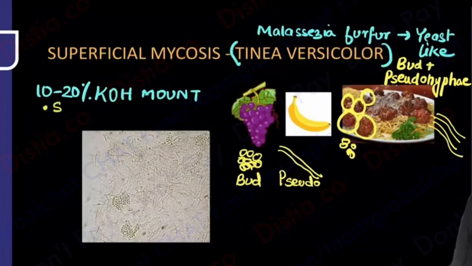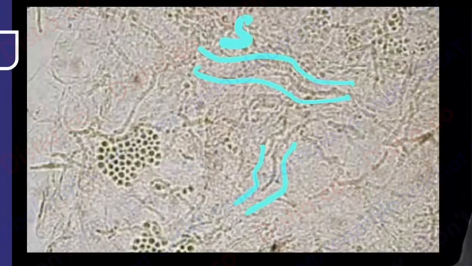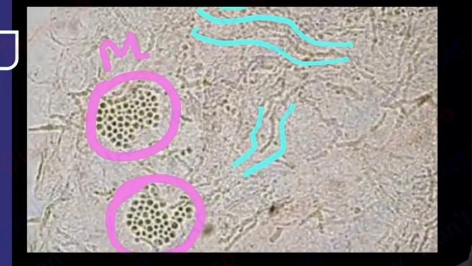So first and foremost, this is known as the spaghetti and meatball appearance. If you're vegetarian, this is known as the banana and grapes appearance. So have a look at this picture. Firstly, it's a KOH mount because it doesn't have any color. If you zoom into it, you can see those lengthy pseudohyphae, the lengthy structures. Yes, so that becomes the spaghetti pasta. And you can also see that bunch of buds, that is the meatball. So that is why you called it spaghetti and meatball. There's another meatball down here. So spaghetti and meatball appearance, or banana and grapes appearance.